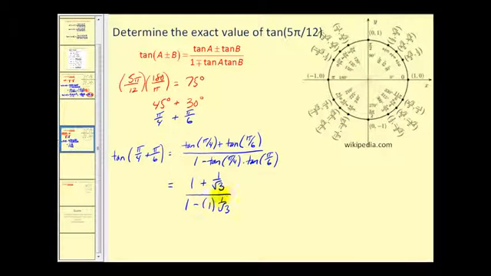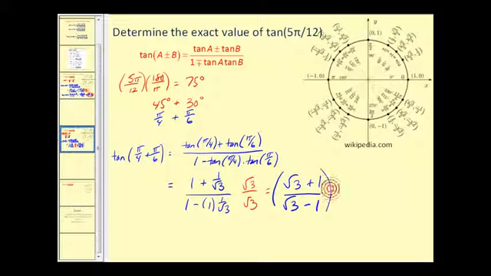The next thing we might want to do is clear these fractions. So let's multiply the top and the bottom by square root 3. So we'd have square root 3 plus 1 over square root 3 minus 1. Now again, this is the correct value, but we do need to rationalize our denominator. So let's go ahead and multiply the top and the bottom by the conjugate of the denominator again. So we'd have square root 3 plus 1.